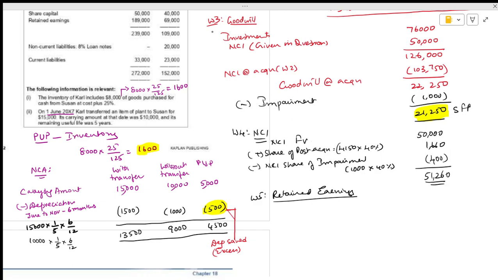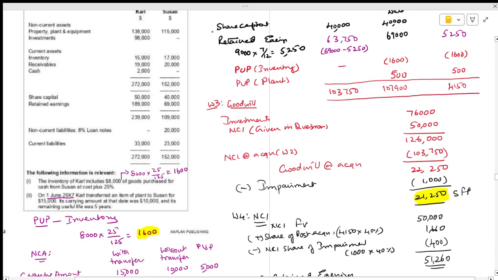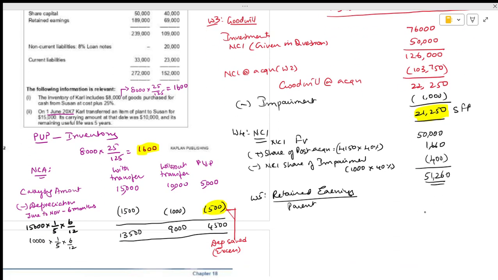Company retained earnings. How much is the parent one? 189. Parent is how much? 189. Okay. Yes. Parent is 189.